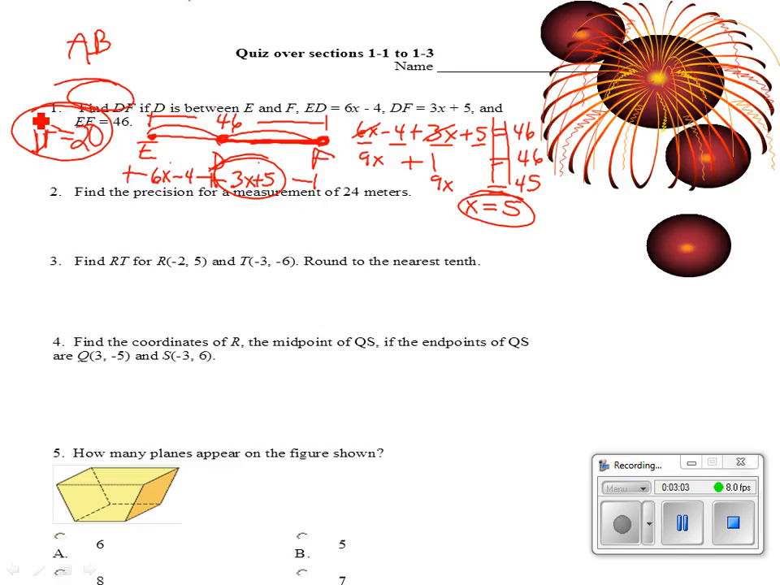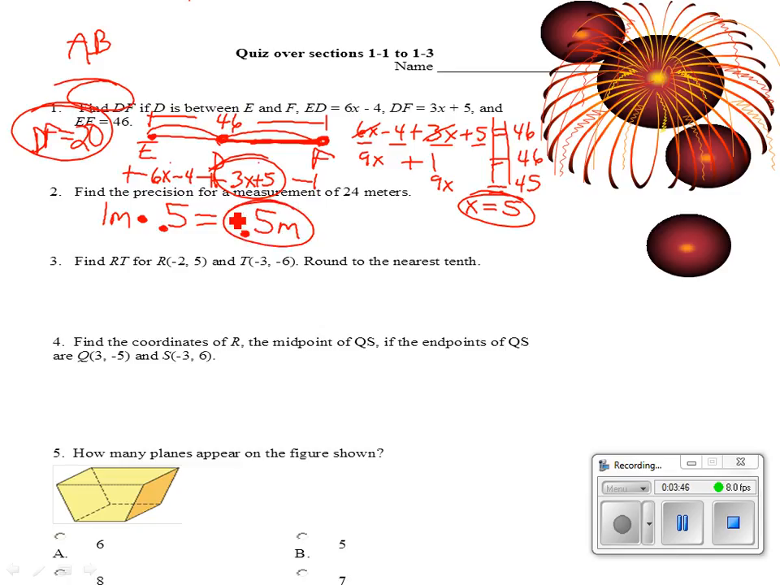Next one, precision. Remember 3 things on precision. You find the smallest unit, take 1 of that smallest unit, and then multiply by a half, or 0.5. 24 meters, what's our smallest unit? A meter. And we want 1 of them, so 1 meter times, this time instead of multiplying by half, we'll multiply by 0.5 because it's the metric system. What's 1 times 0.5? 0.5. That's our answer.